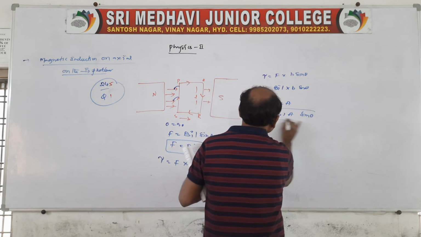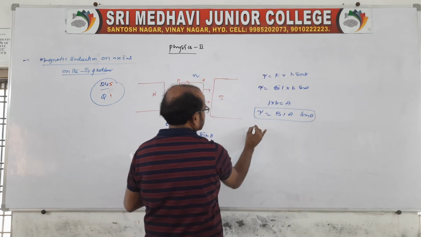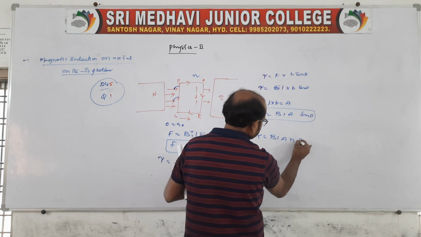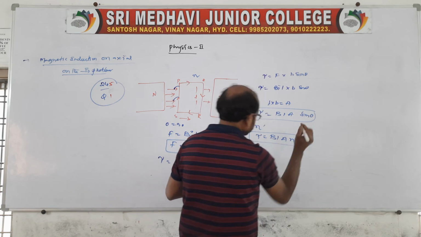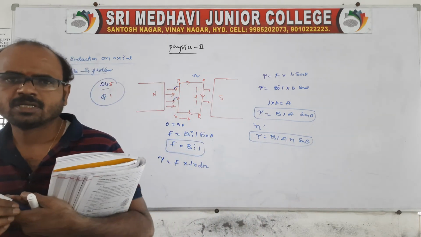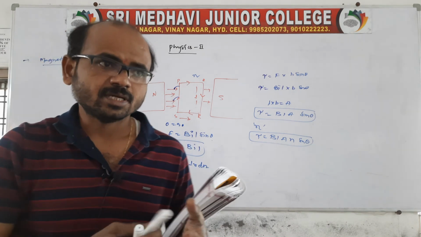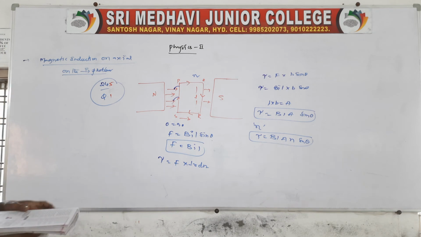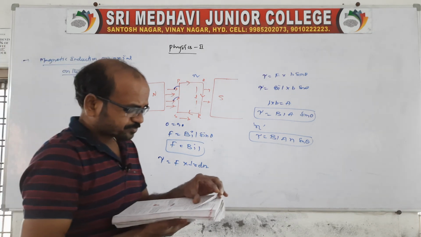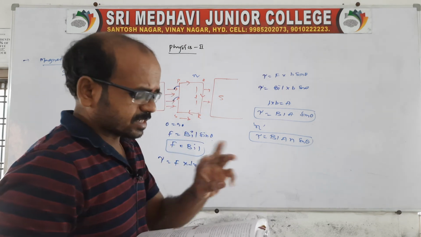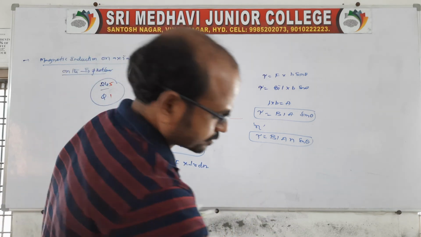If the coil contains N number of turns, then torque is equal to BIAN sin theta, where theta is the angle with the normal to the field. If the plane of the coil makes an angle theta, it is cos theta. If it is the normal making the angle, then we can say it is sin theta. Clear? On the basis of this, a second question is given.